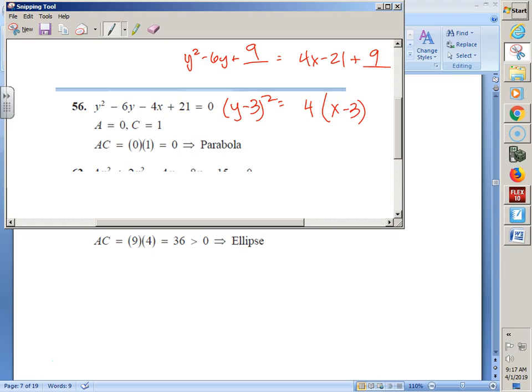But yeah, if you were to, you could divide by 4 and add 3, or you could just leave it like this, because this is my y minus k squared equals 4p, x minus h. Well, p would be 1, right? But either way, yeah. Old standard form, you would have divided by 4 and added 3. New standard form, you could have stopped there.